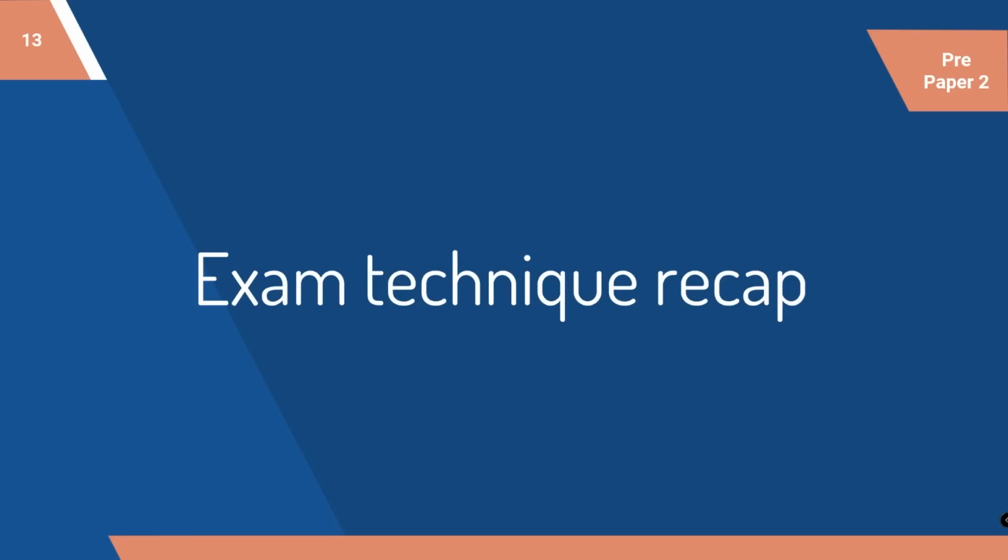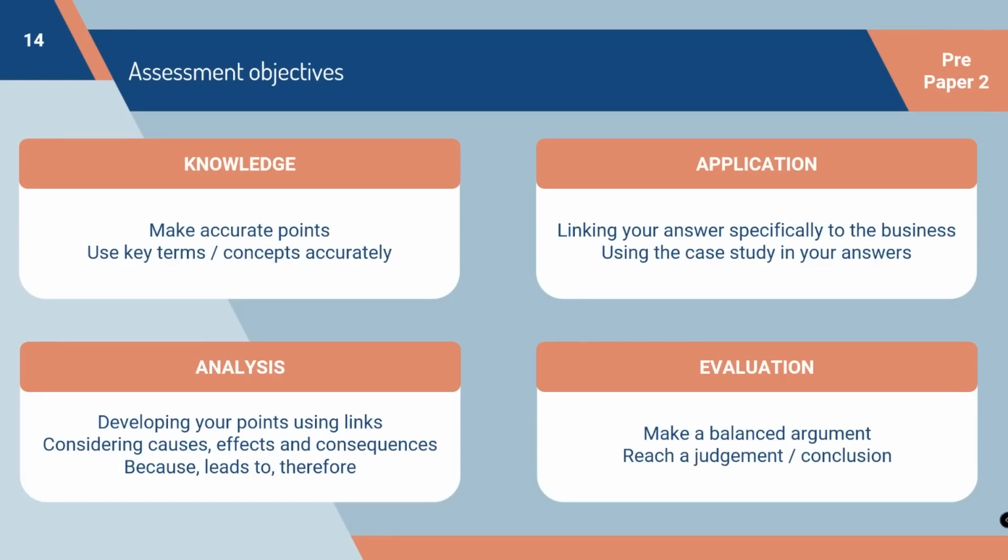Okay, let's do an exam technique recap. I've done this, obviously, in the paper 1 video as well, but I will just recap it so you know how to get these. I've switched it up a little bit just to try and make it a little bit quicker. Knowledge: making accurate points, using key terms and concepts accurately. That's why those key terms are really important. That's one reason. The other is, if you read the question and you don't know what the key term is, you're going to be in a bit of trouble.